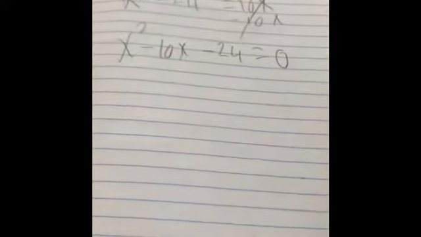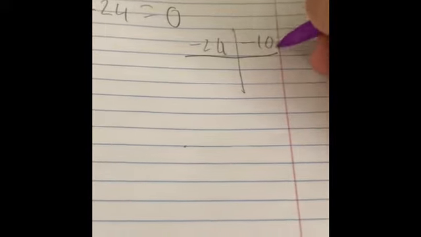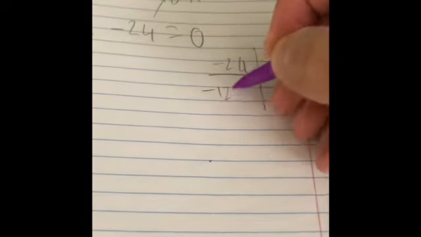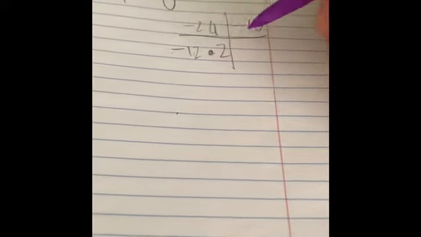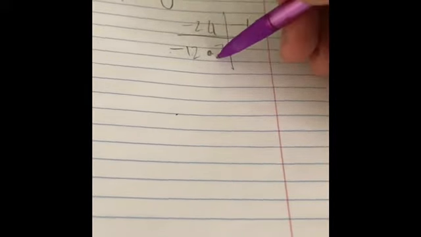Then for that, we're going to do our factor table, which I'm going to just do quick here. And we're going to try to get multipliers of 24 that multiply to negative 24 and add up to negative 10. And if we look at that, we get negative 12 and 2. Negative 12 plus 2 equals negative 10, and negative 12 times 2 equals negative 24. So those are our two factors.